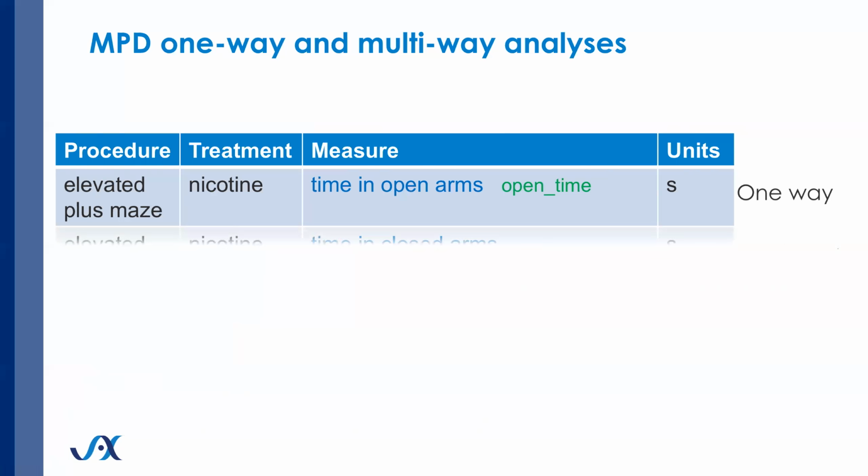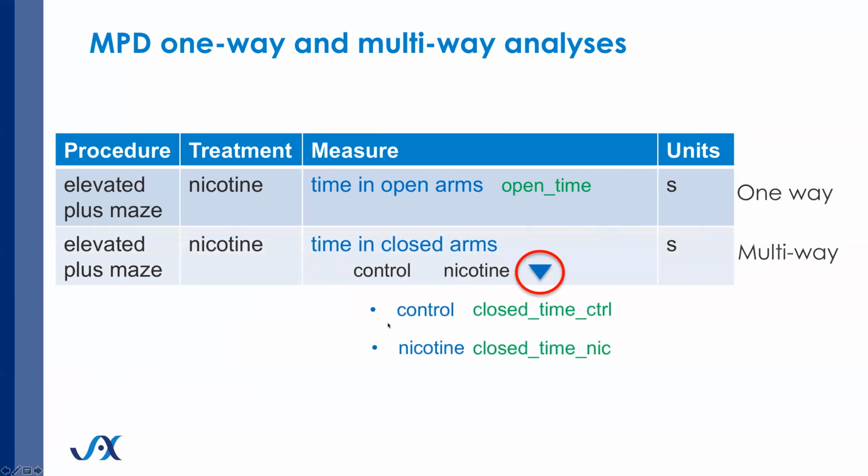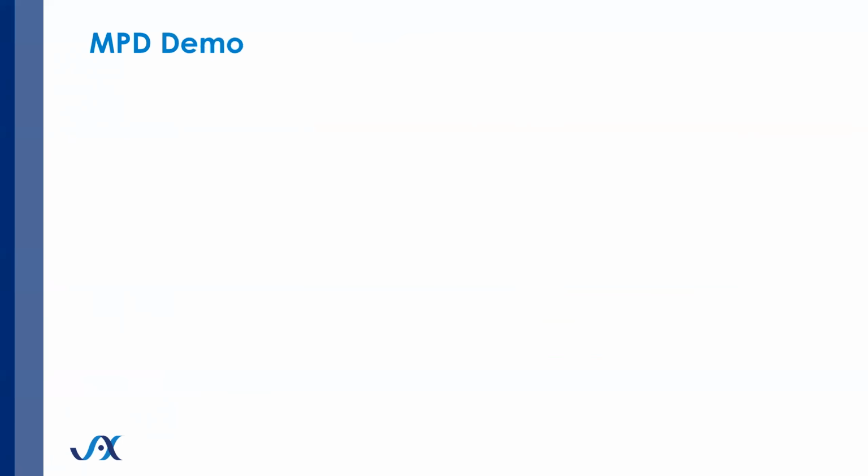This is in contrast to a situation where we've got a measurement that is composed of multiple measurements, in this example, control and nicotine. So if you clicked on these down arrows, then you would get the component measurements. And again, these are individual measurements, and you can tell that because they have the variable name next to them. So hopefully this all makes sense when we take the demo, which I'll do now.